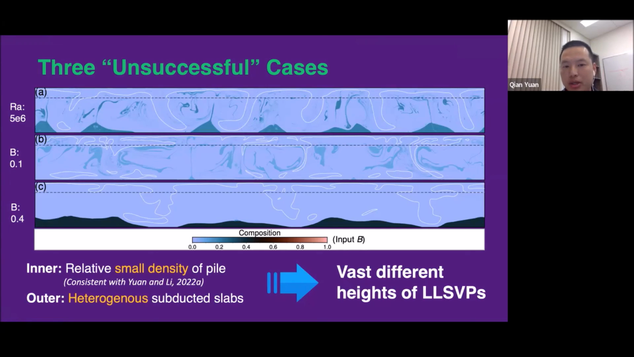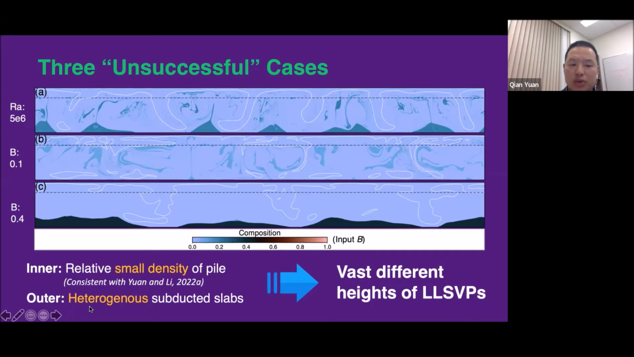But by comparing these 3 cases and our reference case, right now we can know that in order to form vastly different heights of the blobs, you need 2 things. One, the inner property: the density of the pile needs to be relatively small. Otherwise, you either cover the whole CMB or it won't be stable in Earth's history. So you need a relative sweet spot for the density. This is consistent with our first paper.